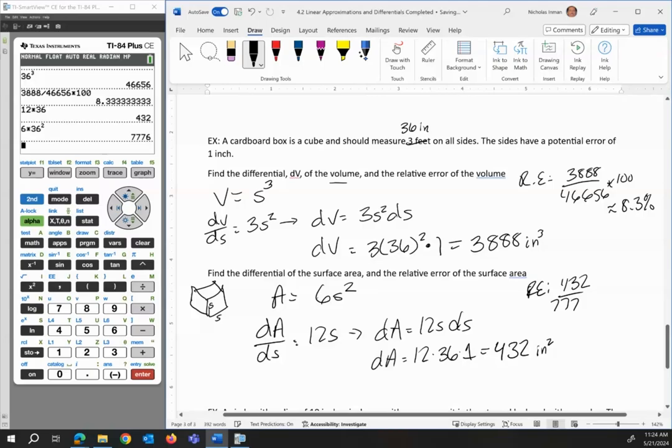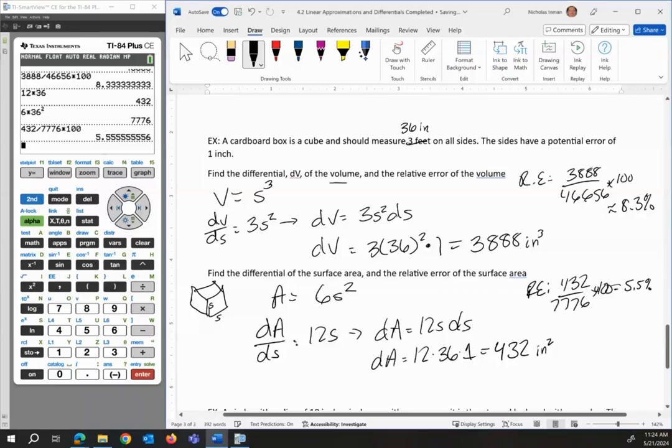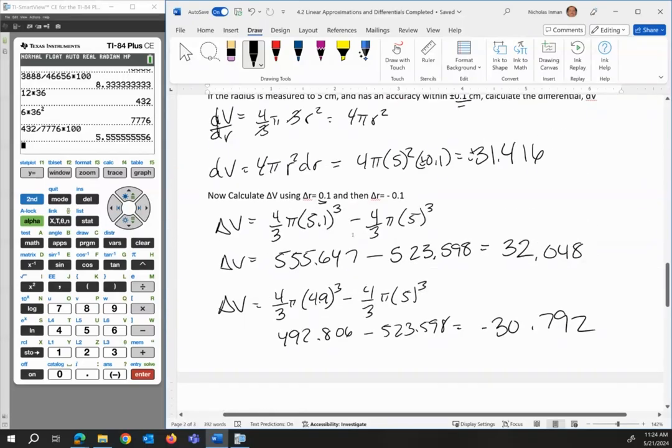So 7,706. We times that by 100 to make it a percentage. So only about a 5.5% error. 5.6, let's be a little bit better on our rounding. All right, so our surface area will be a little bit better compared to our volume. Okay. And so differentials are, I hope you agree, very quick and easy to calculate. All right, you take your derivative and then you plug some stuff in. The deltas, the exact measures, are usually a little bit more intensive. Okay.